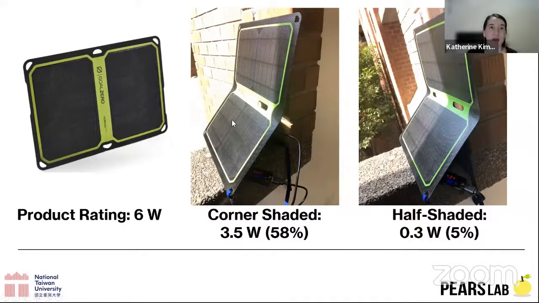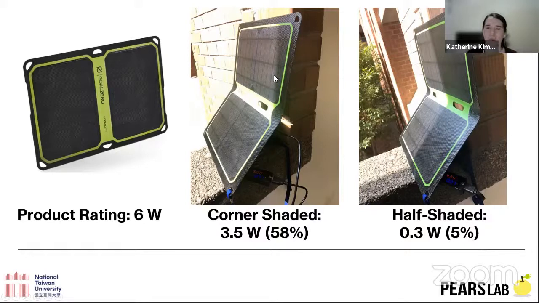But I put it out near my office, and I put it where I could get it to stand up in the sun. And you'll see here, just a little bit of this corner is shaded. And of the rated power, I was able to get 3.5 watts. So that's about 58%, which is not bad, but it definitely wasn't the high power I wanted. So even with this little bit of shading here, we didn't quite get the full amount of power.